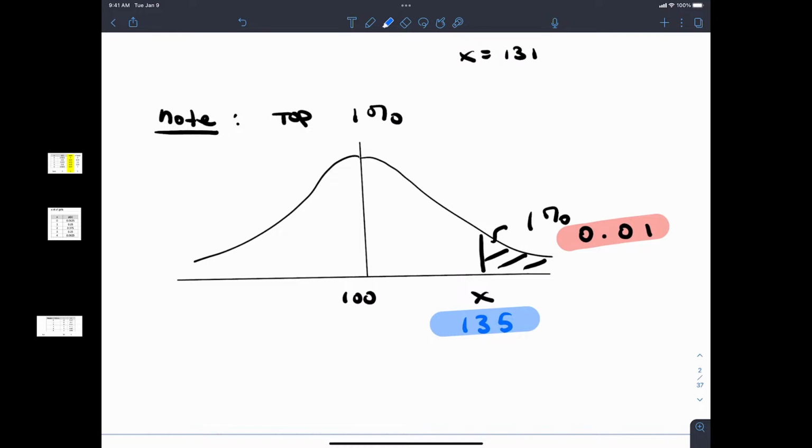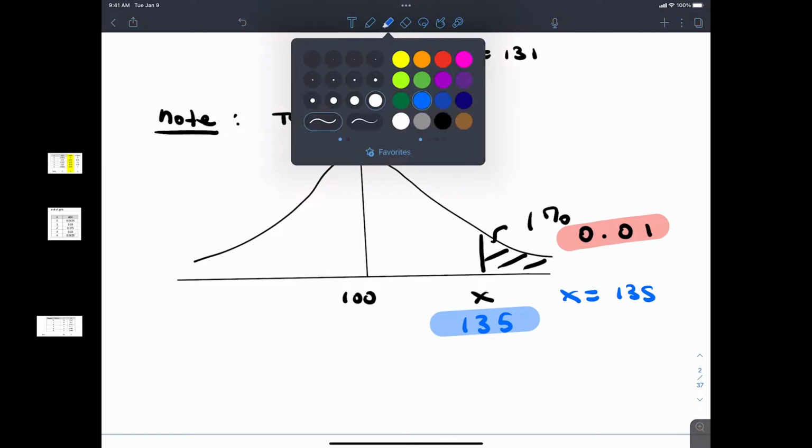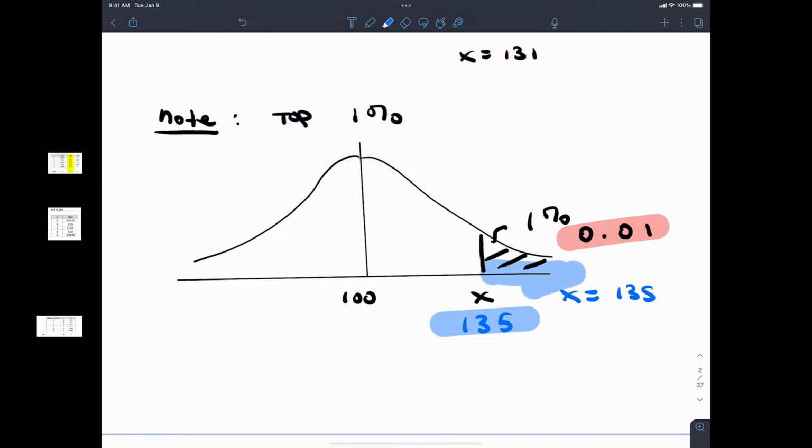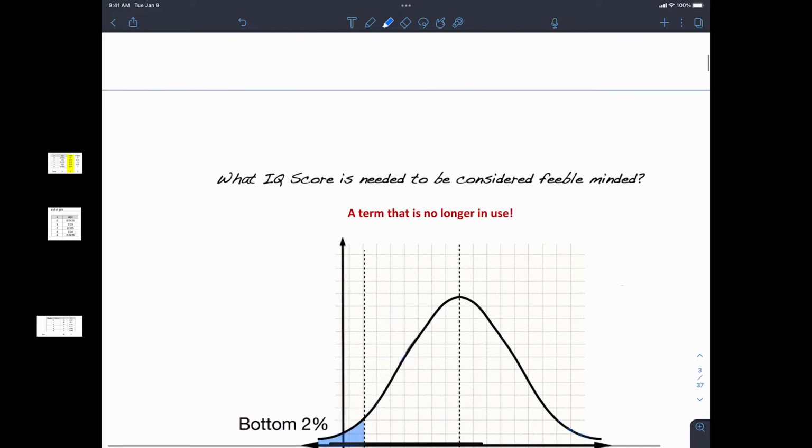So that's the IQ score you need. That's the value of X. X is what? 135. And it's really 135 or more. So, anybody that has an IQ score of 135 or more, you're in the top what? 1%. And so these kinds of questions you're going to see over and over again. You're going to see not just top 1%.